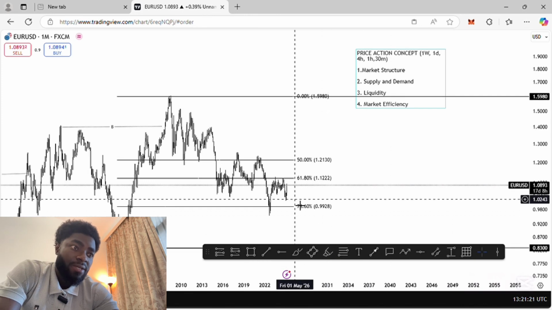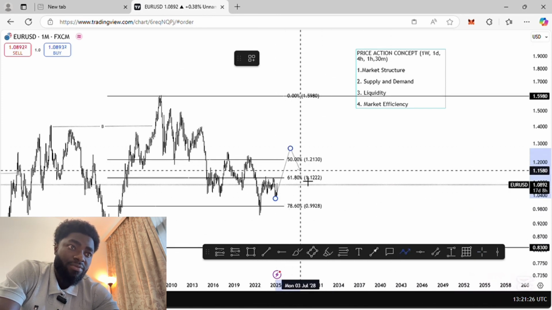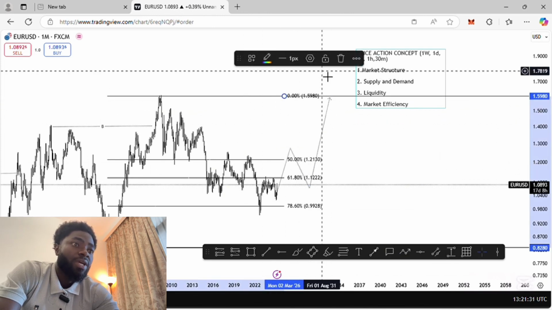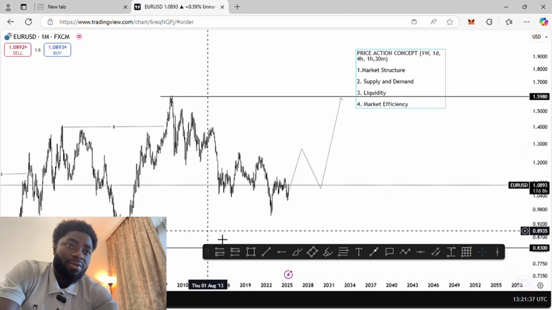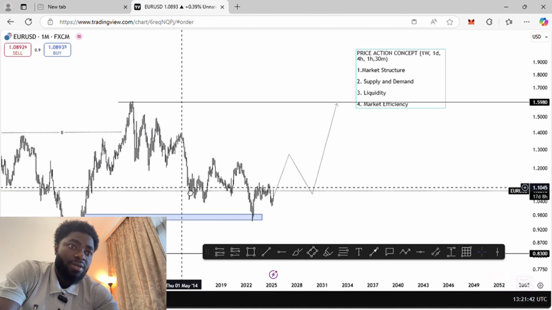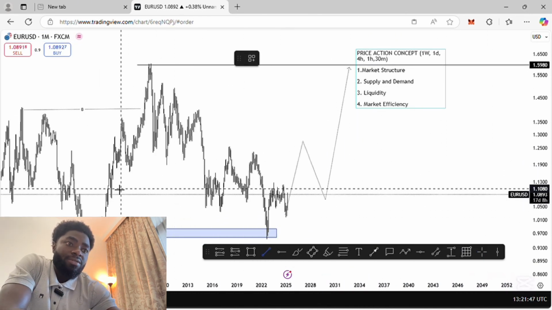Can we expect price to go to the upside to break this previous high and pull back and go to hit the major swing high? Should we expect something like that? Because even we have a demand zone here. So this can possibly happen.